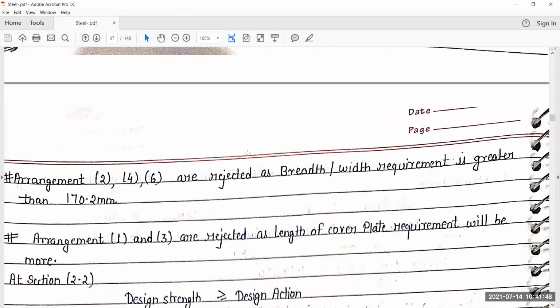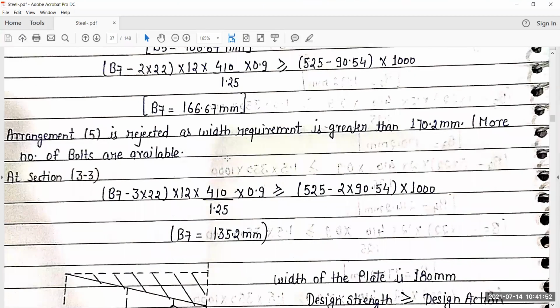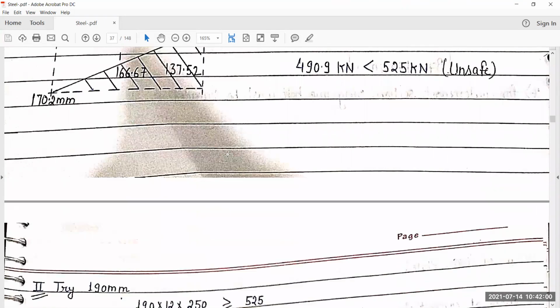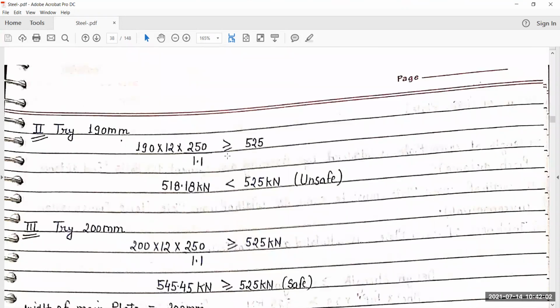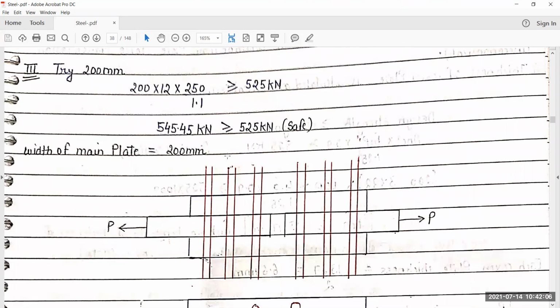Then now you arrange the results already discussed. There are two types, three types of trial methods. First try 190 mm, second try 200, and third is to find the width of the main plate.